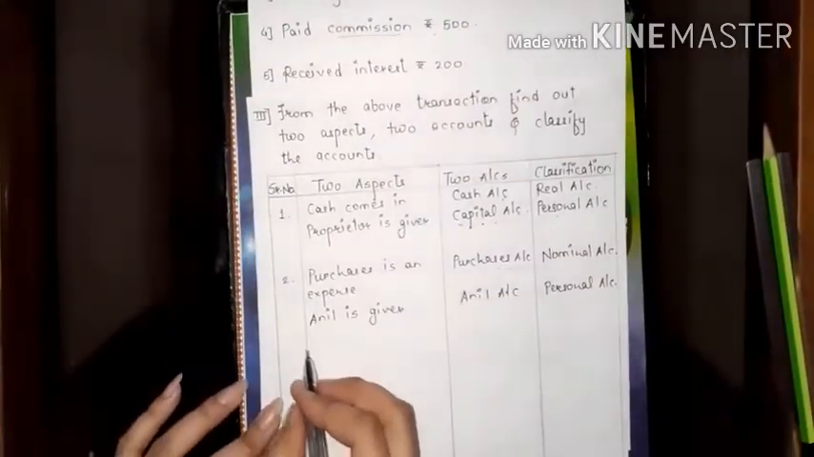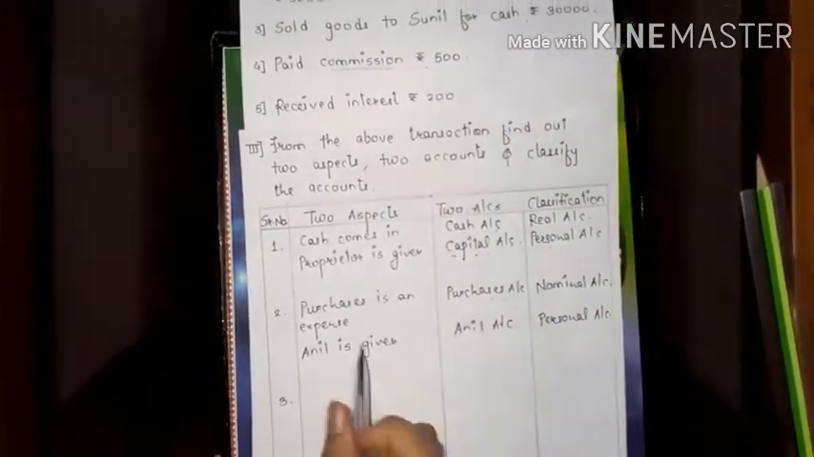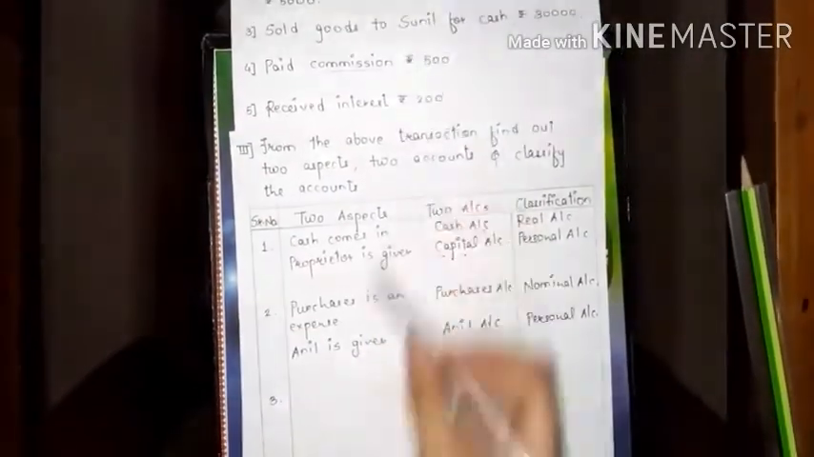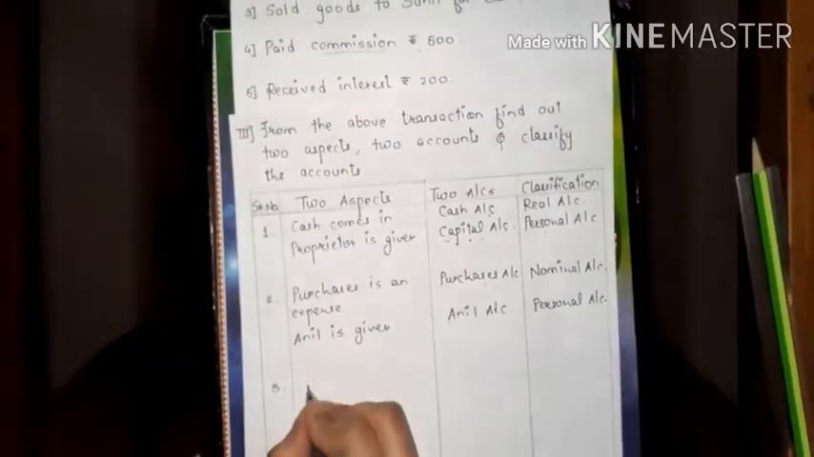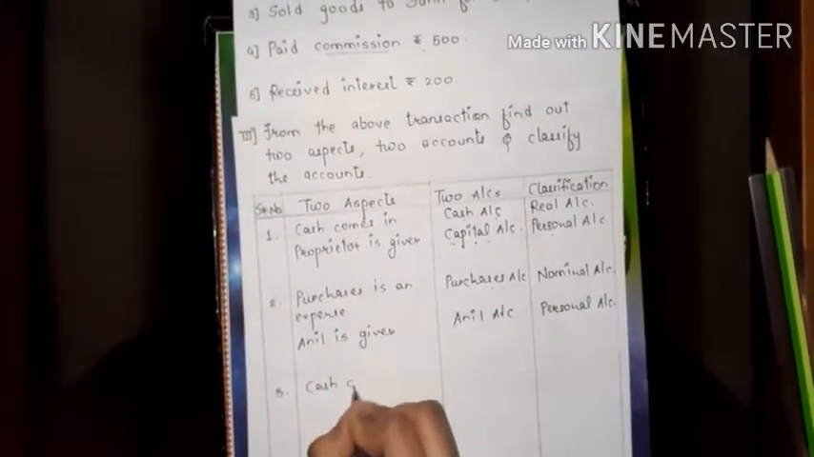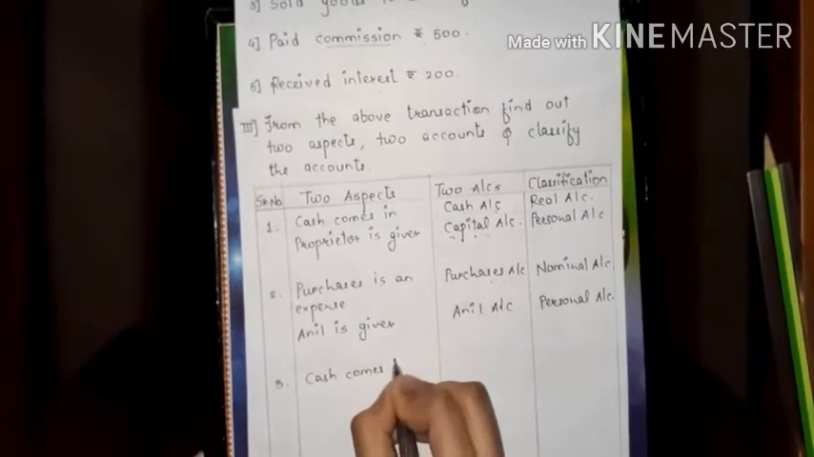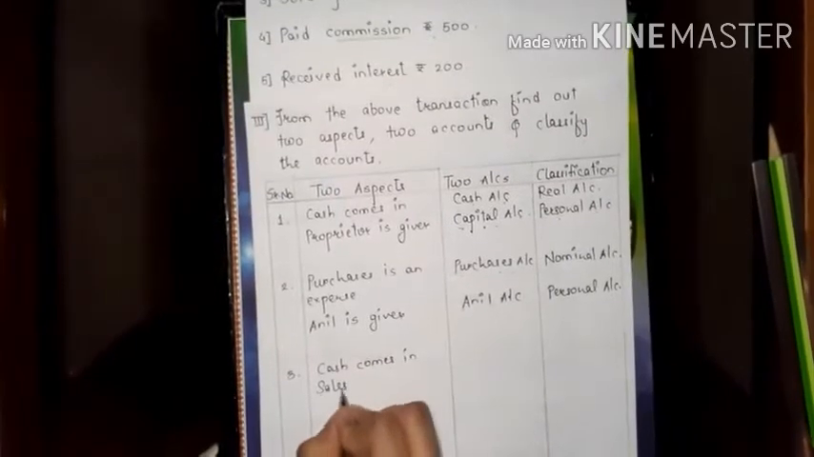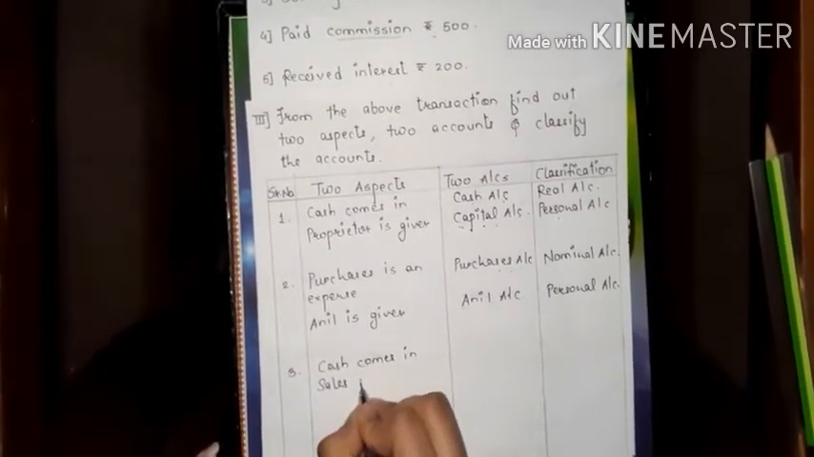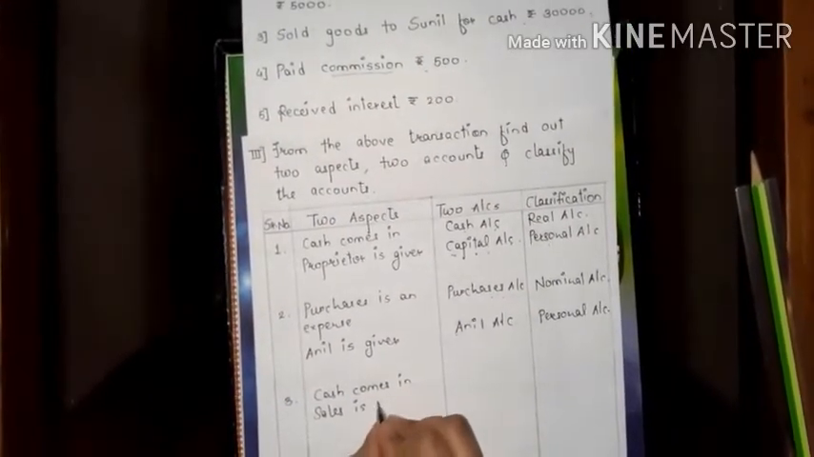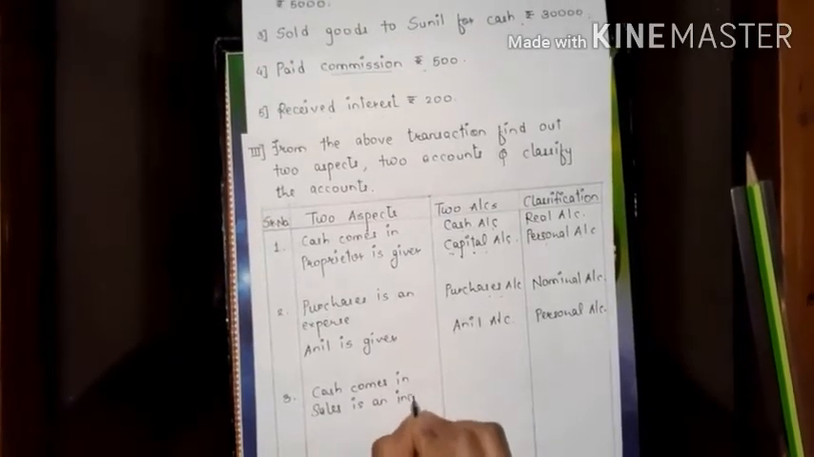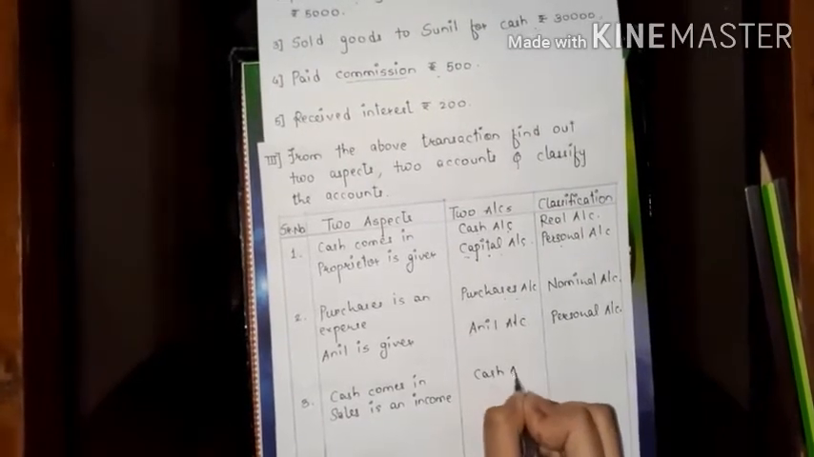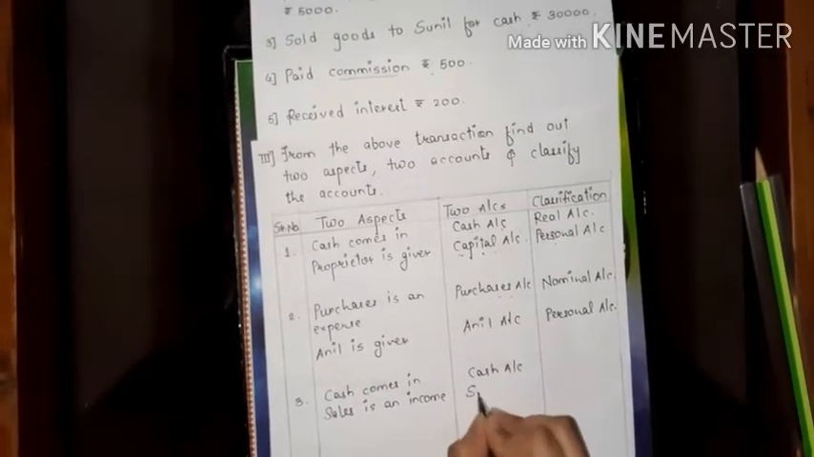Let's take the third transaction. Sold goods to Sunil for cash rupees 30,000. We already know the two aspects. Cash comes in and sales is an income, because we have earned income through sales. We have sold goods. This is our income. We already know the accounts, cash account and another account is sales account.